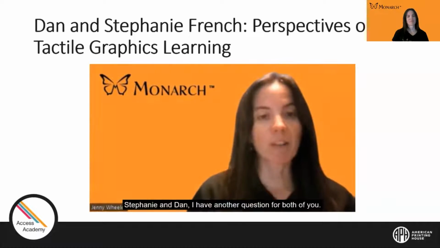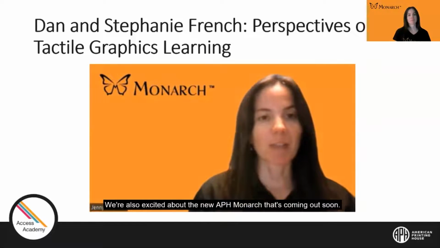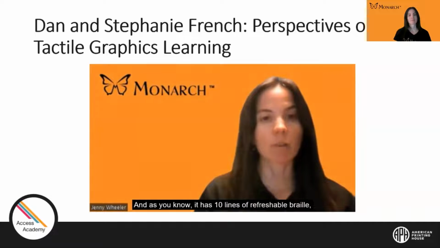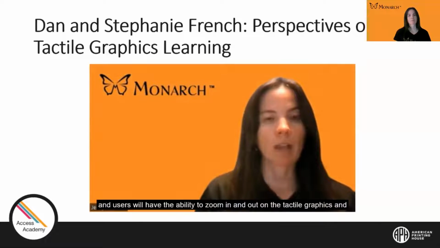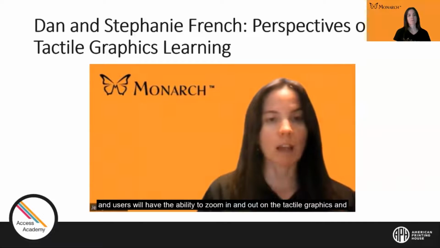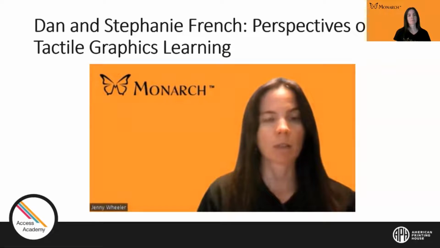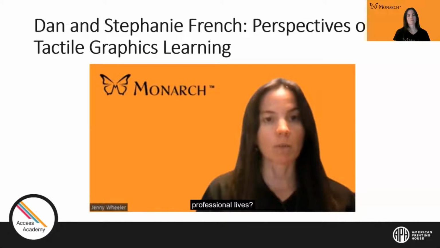Stephanie and Dan, I have another question for both of you. We're also excited about the new APH Monarch that's coming out soon. And as you know, it has 10 lines of refreshable Braille, but this space can also be used for electronic tactile graphics presentation. And users will have the ability to zoom in and out on the tactile graphics and explore some of the smaller details. What difference do you think that this will make for students who are learning how to read tactile graphics, and also adults who use them in their daily and professional lives?